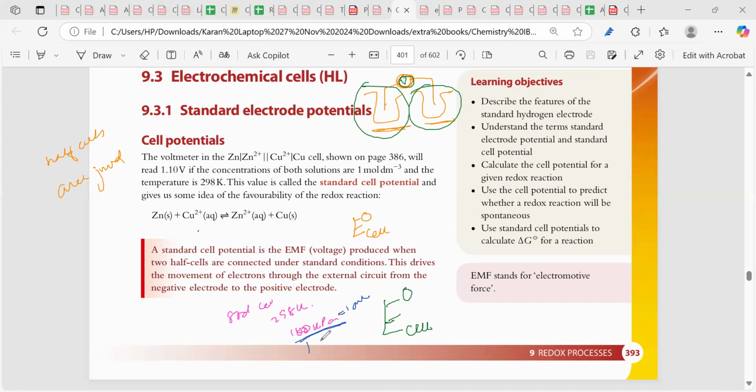Anything other than that? The solution should be in 1 mole per decimeter cube. So you missed out this. This is the thing, right? 1 mole per decimeter cube.